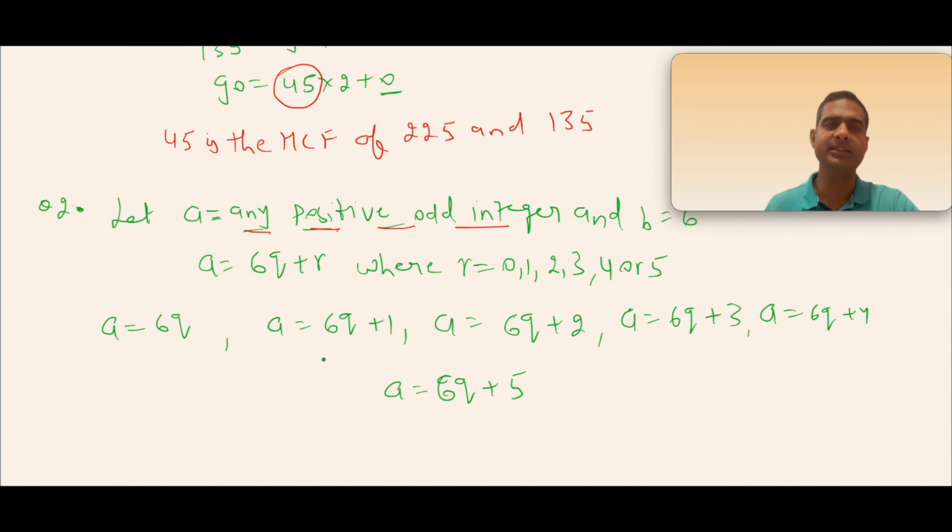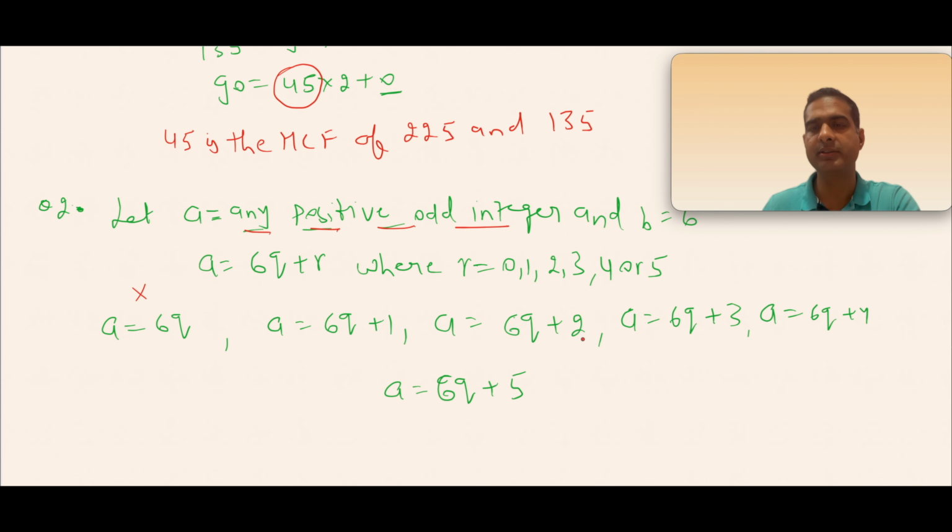So depending on the 6 possible values of r, a can be 6q, 6q plus 1, 6q plus 2, 6q plus 3, 6q plus 4 or 6q plus 5. These are the 6 possibilities. But as we know, a is a positive odd integer, and the sum of two even numbers is always even. From here we can see that 6q is a multiple of 6, so this is an even number. So this cannot be the possibility.